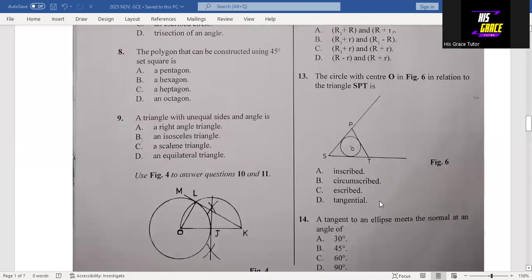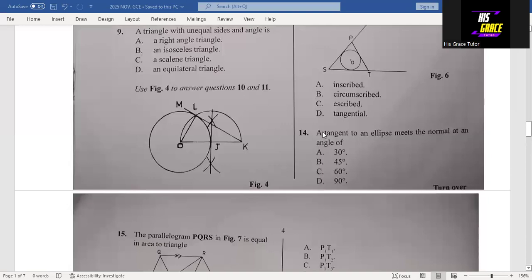Now let's go to question 13, which says that the circle with center O in figure 6 in relation to the triangle XSPT is an inscribed circle. That is option A, the answer to question 13. Then question 14, a tangent to an ellipse meets the normal at an angle of 90 degrees. We have talked about this before. A normal is always at an angle of 90 degrees to the tangent.